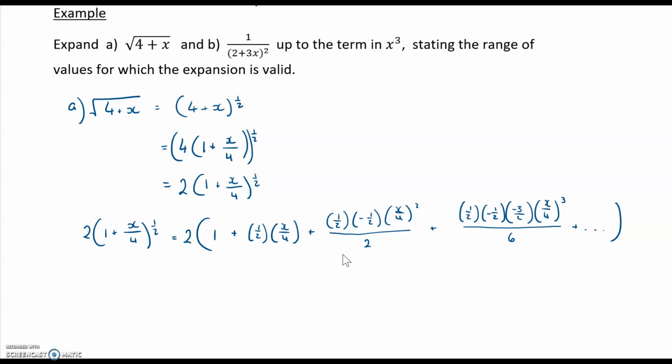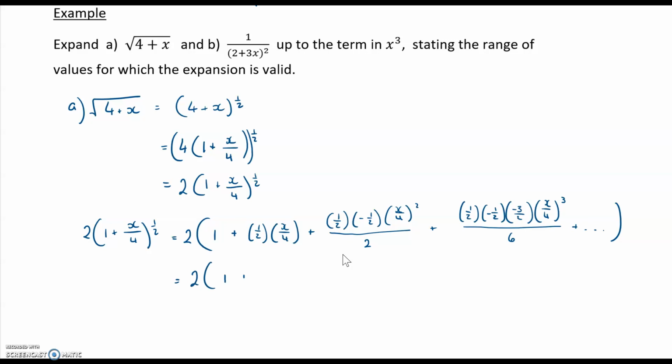So we end up with 1 plus a half times x on 4, plus a half times negative a half times x on 4 all squared on 2, plus a half times negative a half times negative 3 on 2 times x on 4 to the power of 3 over 6. Okay, then the next thing we can do is go through and simplify those fractions. Again, just do it on your calculator.